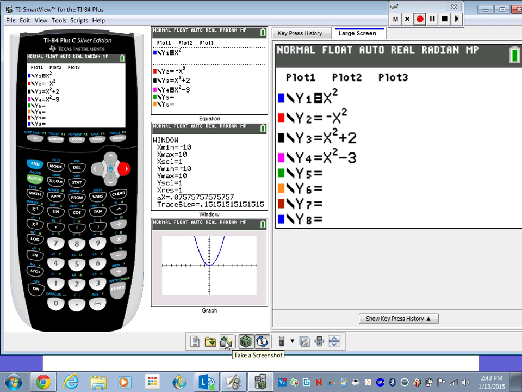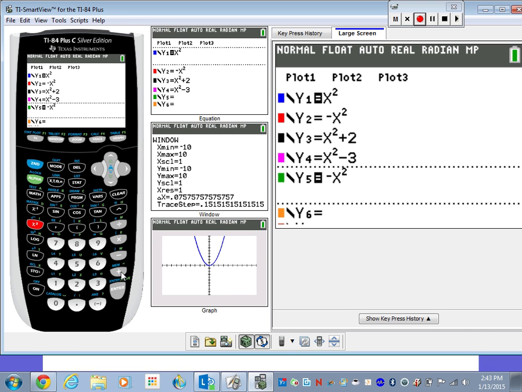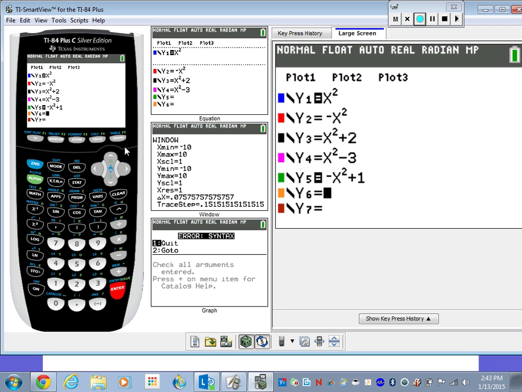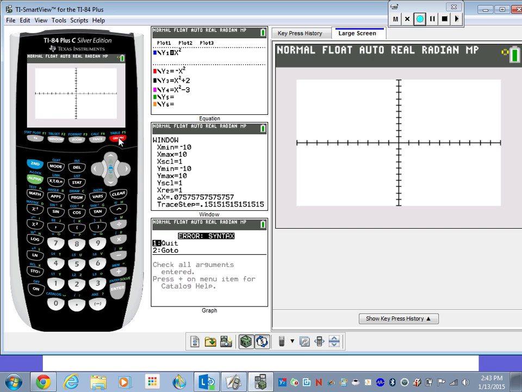Okay, let's try that again. Sorry. Negative x squared plus 1. So now keep in mind, we're inverting it from the parent. So the first thing again is to draw the parent function, because that's your comparison. That's where you start.